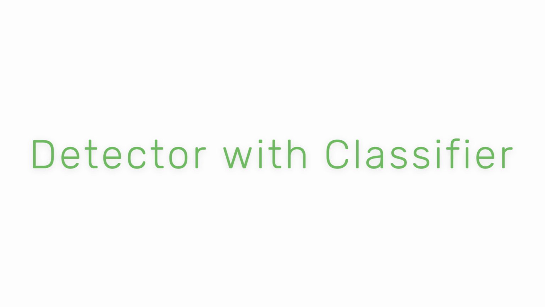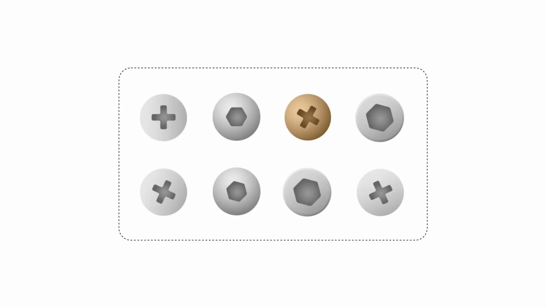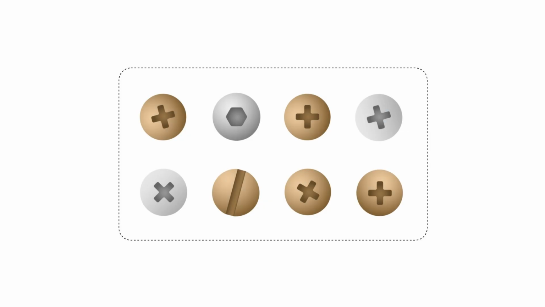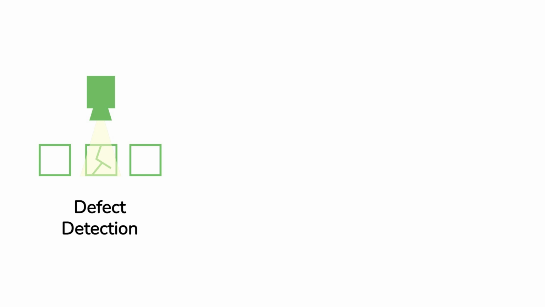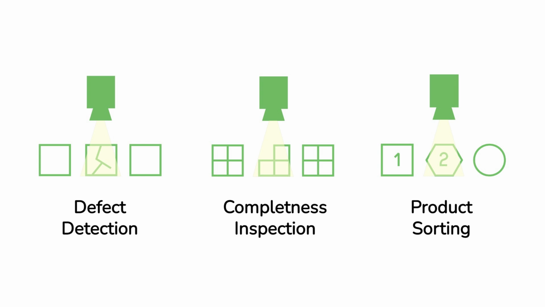In this tutorial video, we will demonstrate our deep learning detector with Classifier module. This module excels at identifying and optionally classifying various objects and defects under diverse and variable conditions. It is widely used for identifying faulty parts, verifying the presence or absence of components, and sorting products.